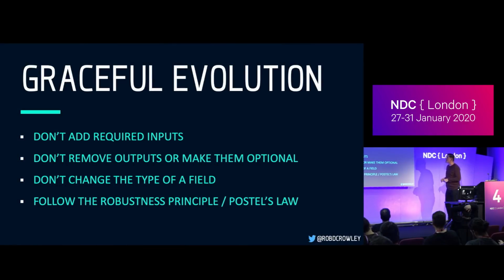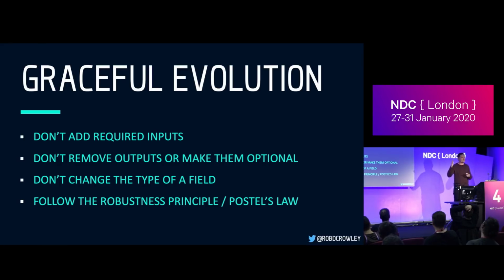So some of the implications of it is that we can't add new required inputs to an operation. We can't remove outputs or make them optional, because again, we could be breaking a dependency from the client. We can't change the type of a field. So if it was a string, we can't turn it to a number. And we should also be following the robustness principle, or Postel's law. So being incredibly broad in what we accept, but incredibly specific with what we send. So again, being well-behaved citizens. And this takes discipline.